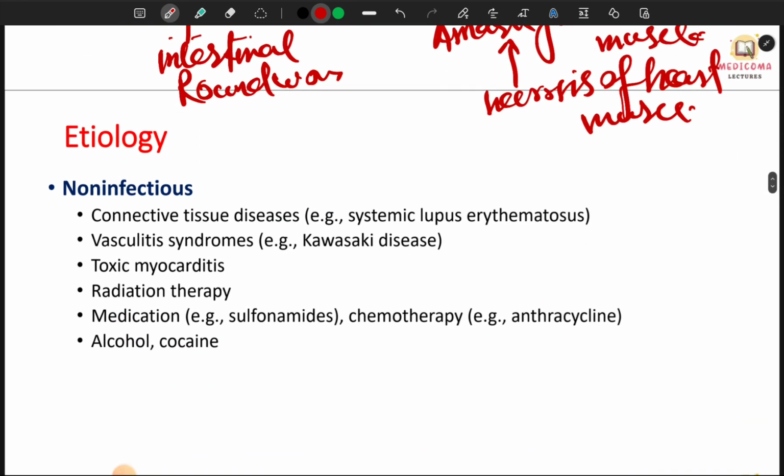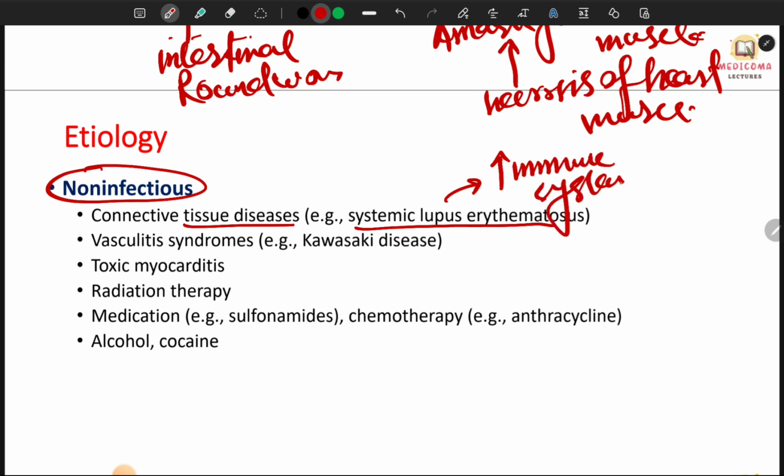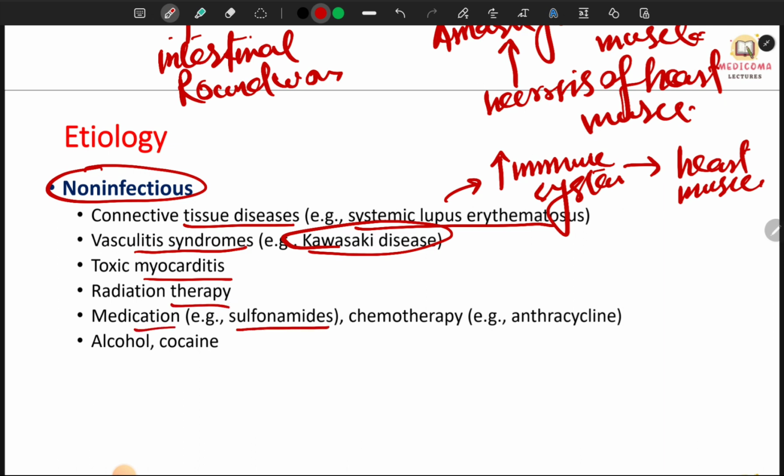अब हम डिस्कस करेंगे नॉन इन्फेक्शियस काजेज, मोस्ट कॉमनली connective tissue disease like SLE. In SLE there is over-attack of the immune system, which can attack the myocardium. So there is high immune system activity which can attack the heart muscle. And next there will be vasculitis syndromes like Kawasaki disease, and also it is immune mediated, there is overactivity of the immune system. And also toxic myocarditis, radiation therapy, medication like sulfonamides, and any drug reaction. And that's why there will be eosinophils in the blood vessels in myocarditis, and chemotherapy with anthracyclines, alcohol, cocaine. And also there is one kind of giant cell myocarditis.